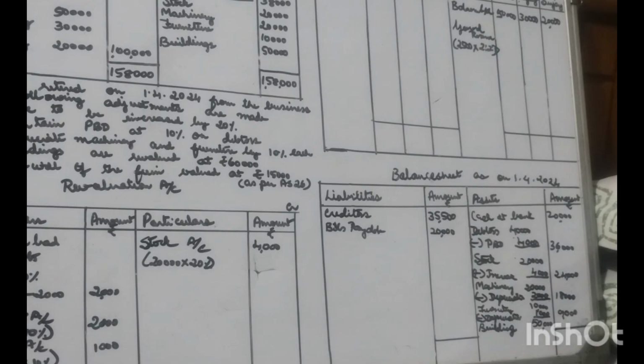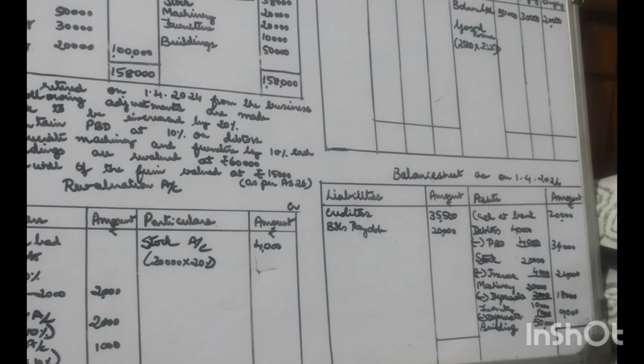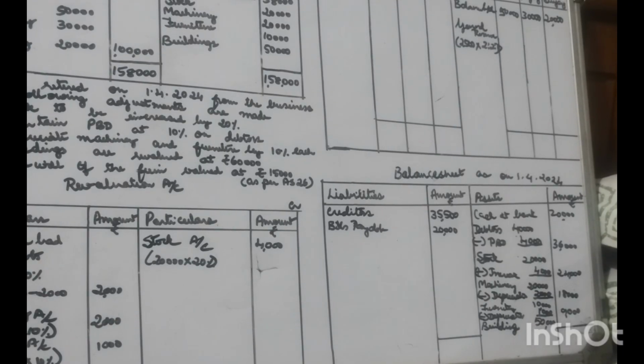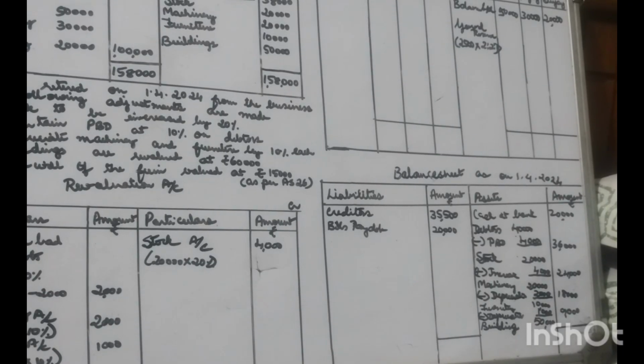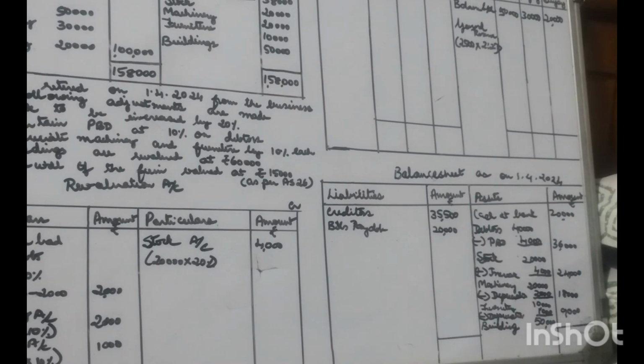Finally, the treatment of goodwill. Goodwill has to be treated according to Accounting Standard 26. The firm's goodwill is given. We need to find out the retiring partner's share of goodwill. Then that will be compensated by the remaining partners in their gain ratio. Okay, so this is how goodwill has to be treated.